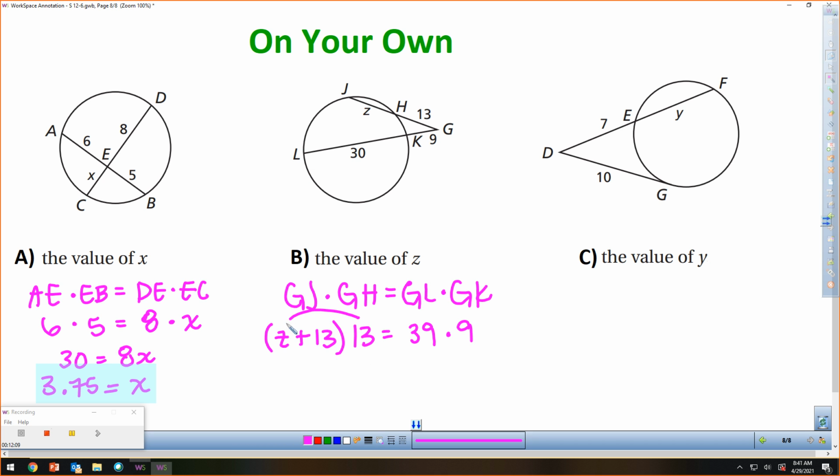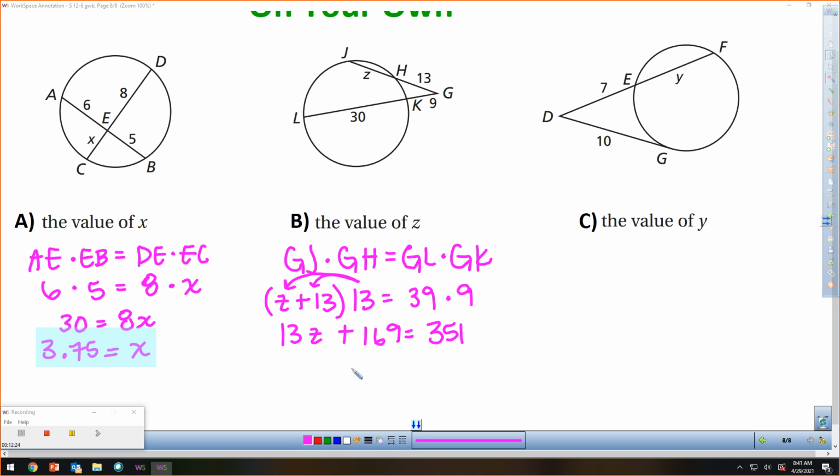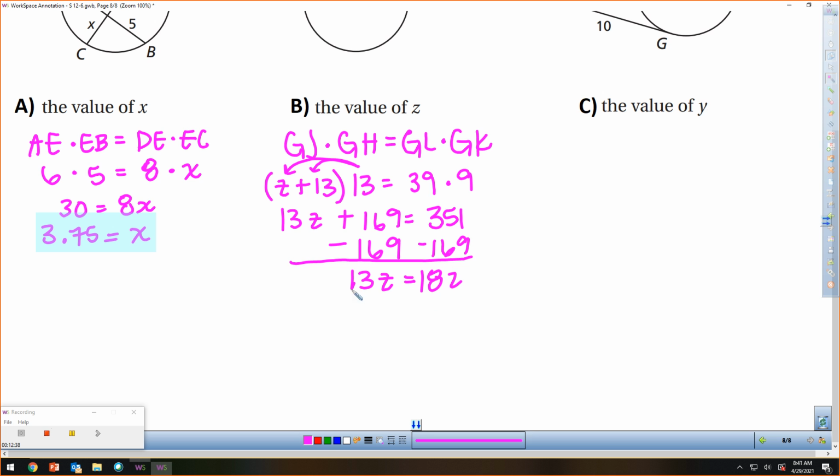So then you distribute the 13 in? Yeah, and that gives you 13B times, 169. Okay. And then 39 times 9? 351. Good. And then what do I do next? Minus 169. Yep, so subtract the 169. And you get 13B is 182, and you divide it by 13. Good job. And you get 14. Let me see, divided by 13. Yep, 14. Thank you.